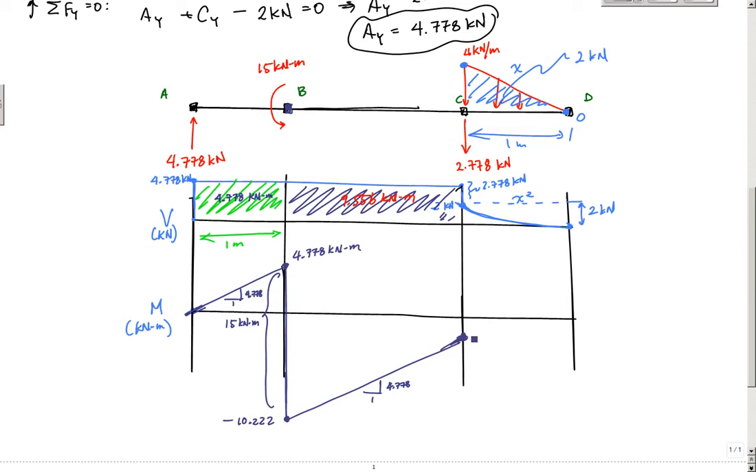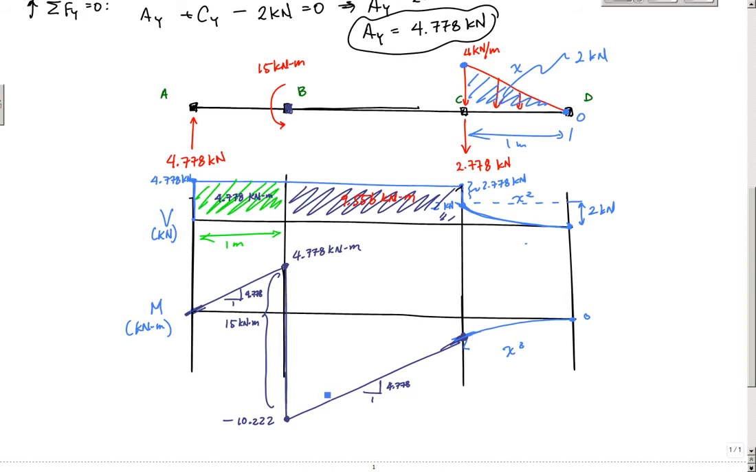And now, lastly, is this last part right here. I have a linearly distributed load. I have a parabolic shear, and then again another antiderivative. So that means I would have a cubic moment diagram whose slope here is positive 2, okay? So the slope here is positive 2, and then the slope down here is 0. So I know I'm going to have something that goes like that. And this should be an x cubed function.